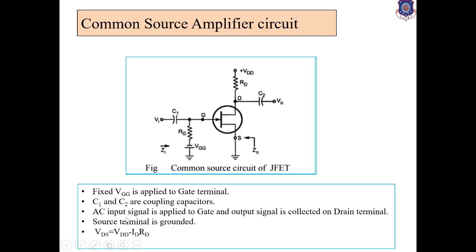Next point, the AC input signal is applied to the gate and the output signal is collected at the drain terminal. So we can say that the input terminal is the gate and the output terminal is the drain. So obviously we can say the next point, the source terminal is grounded, that means common. And that's why this circuit is known as the common source amplifier circuit.